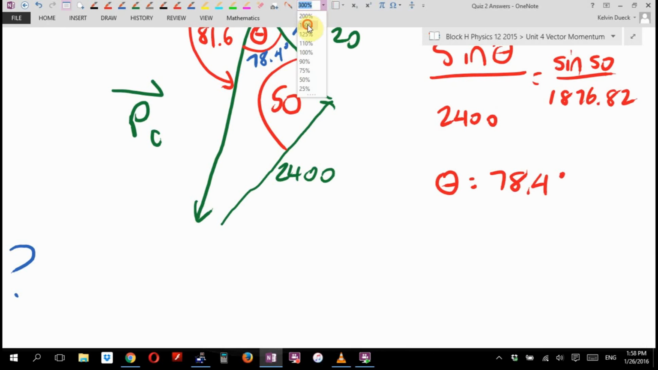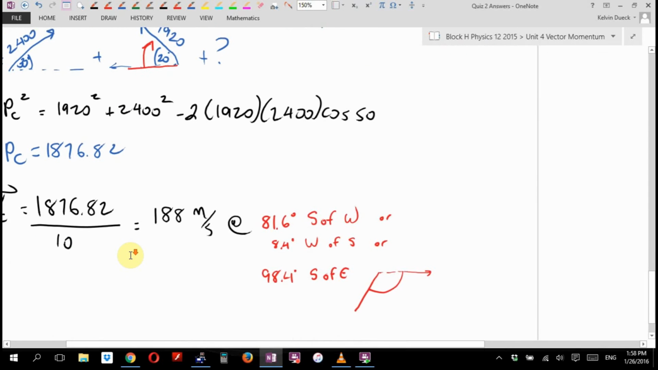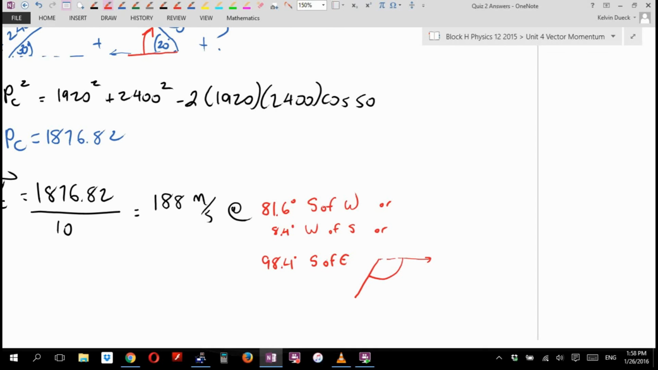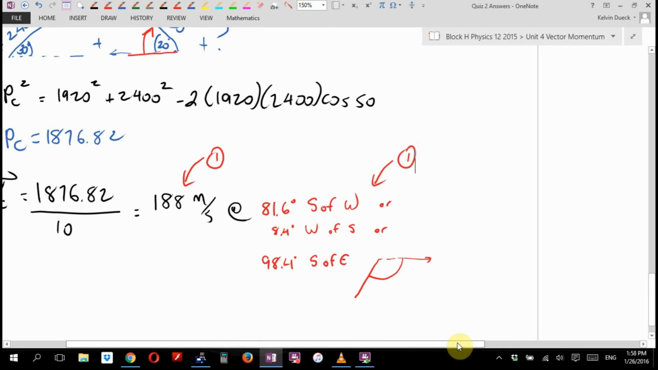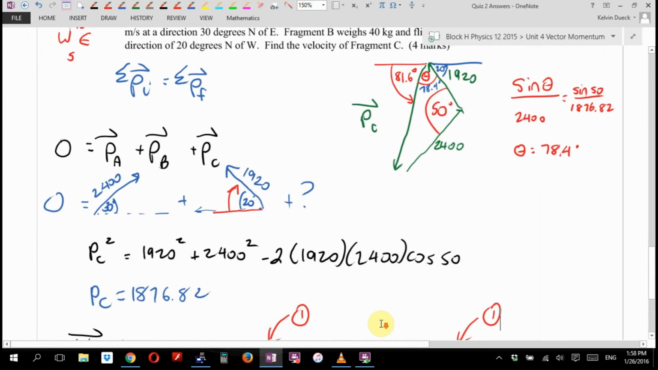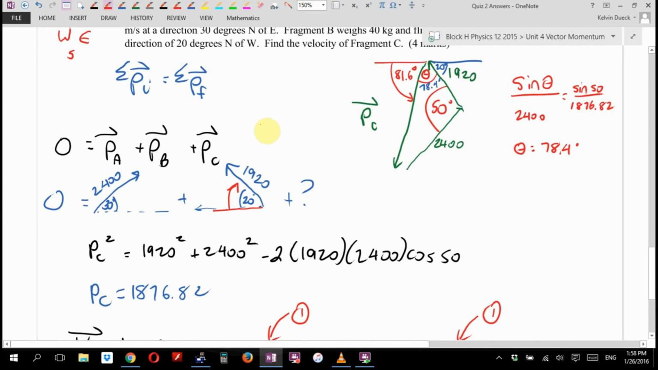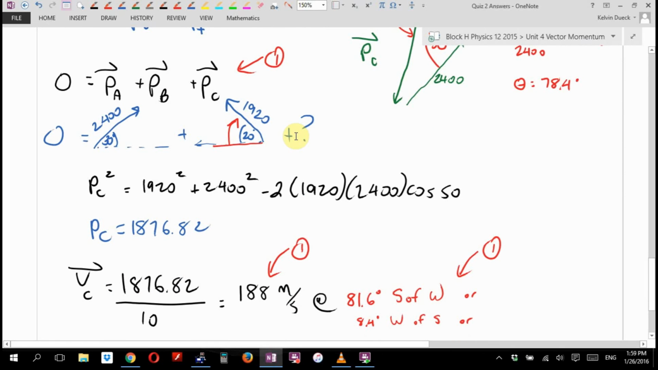How do you give out part marks for that, Mr. Dewick? Great question. I would probably go something like this. 1 mark for the 188. 1 mark for the angle. How many marks should I make this worth? Only 4? This would definitely be a 7 marker in reality. I would give you 1 mark if you recognized that the momentum was 0, if I saw that somewhere. And I'd probably give you 1 mark if I saw that you'd managed to find that 1876.8.